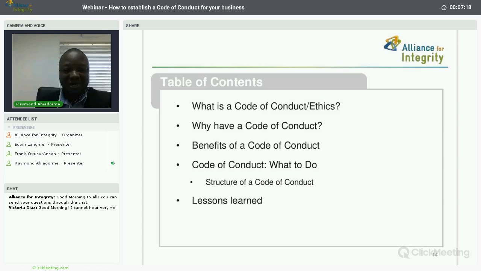And then code of conduct, what to do. That is, what should you do when you are implementing or even establishing a new code of conduct for your business. And then we will take a look at the structure of a code of conduct. And then we'll summarize it with lessons learned.